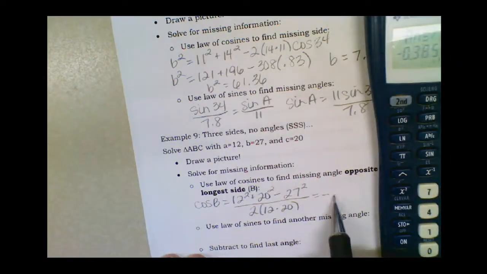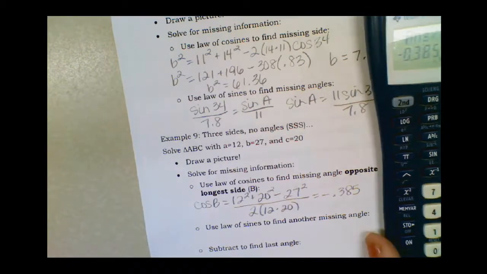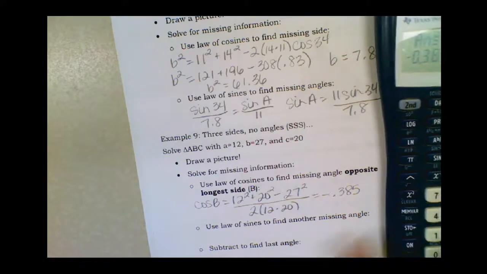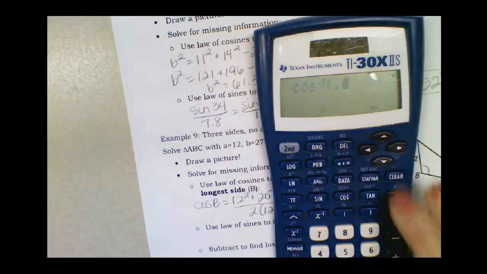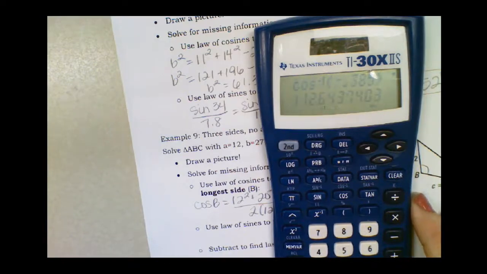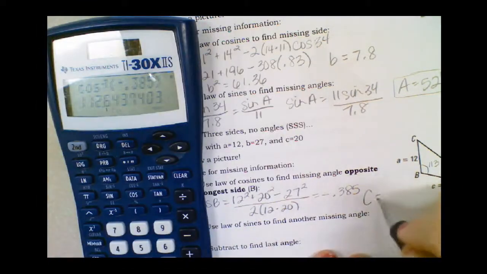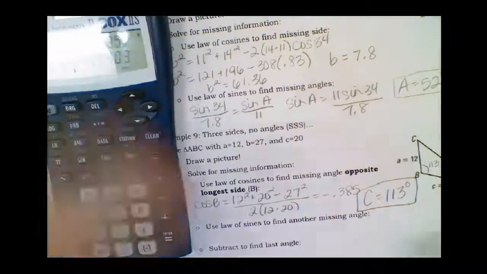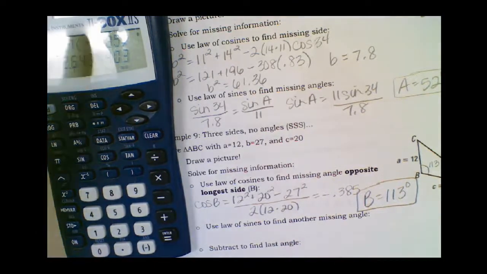So that's negative 0.385. We know from our unit circle that if our cosine is negative, we're working in either quadrant 2 or quadrant 3, right? So now I can just do inverse cosine of negative 0.385, and it gives us 112.6 degrees, so let's call that 113. Okay, so C is 113 degrees. Oh, sorry, not C, B. Looked right at it and called it the wrong letter. There we go. Must be late on a Friday again, right?